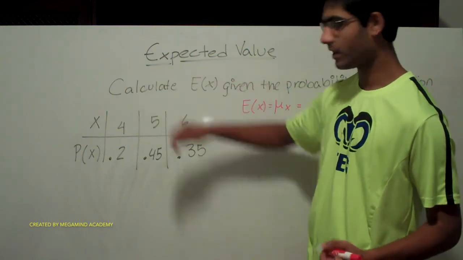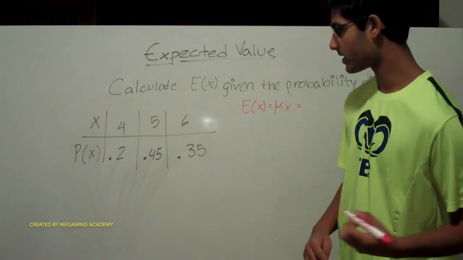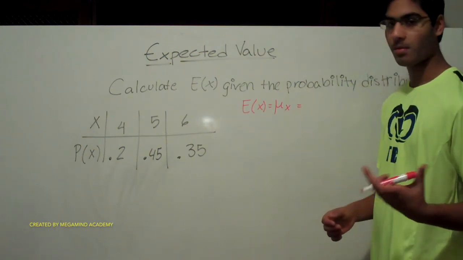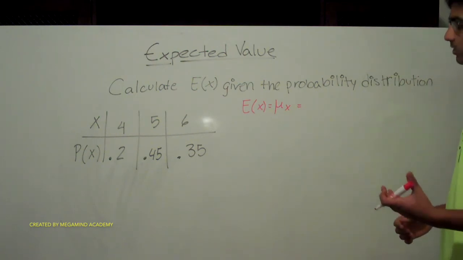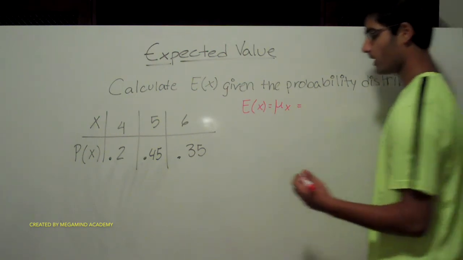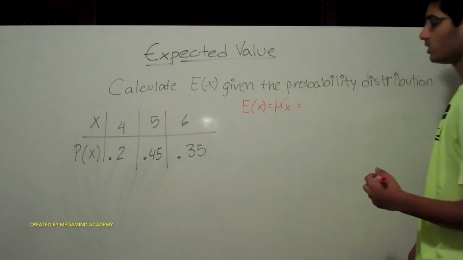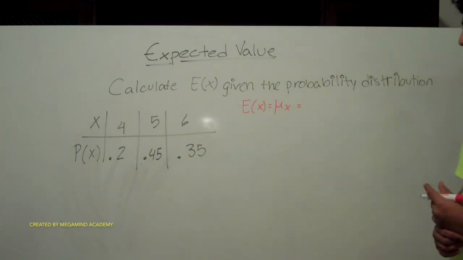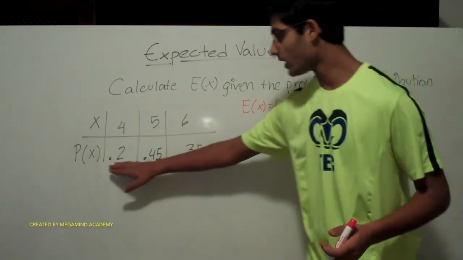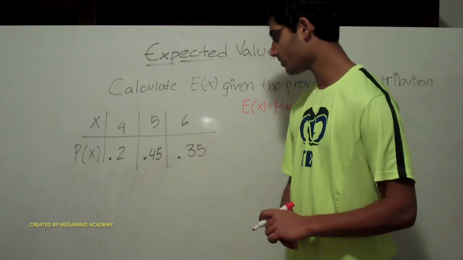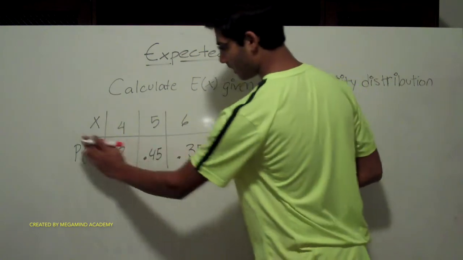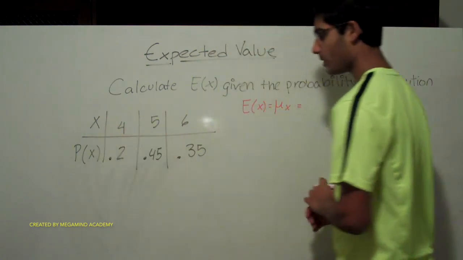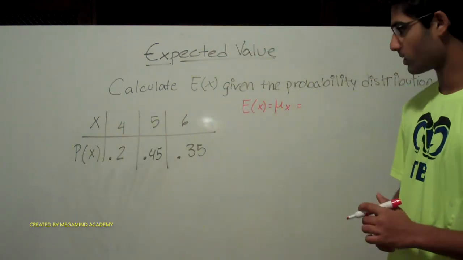In this case there are 3 different values, 4, 5, and 6, and each of them has a different probability of occurring. And the probabilities should add up to 1. So E of X just tells us the average of these while taking into account the probability. If we were to calculate the actual average where each of these had an equal chance of happening, we would do 4 plus 5 plus 6, divided by 3, which is 5.